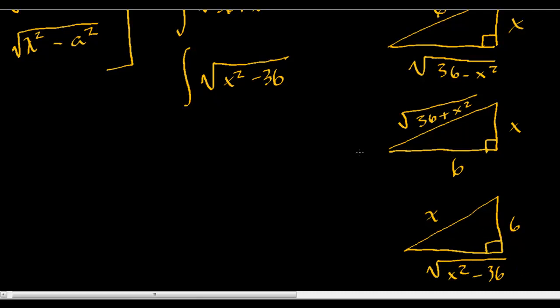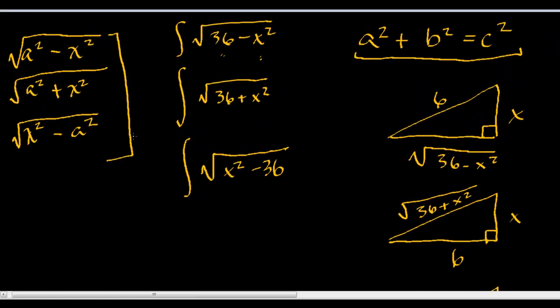Okay, so from these three triangles, I now suggest that you grab the identities. I don't need to memorize them. They fall right out of it. Look at this, 36 minus x squared. Here's our triangle. I'll put theta here. I don't really know where theta needs to be. It could be up here, could be down here.